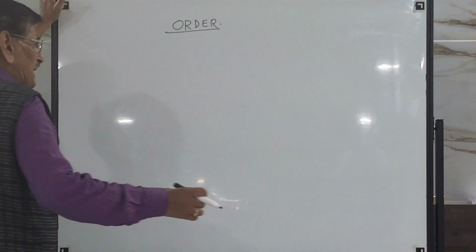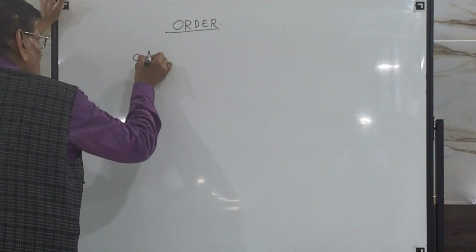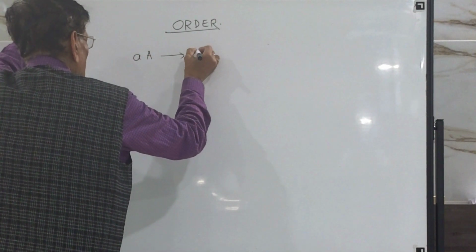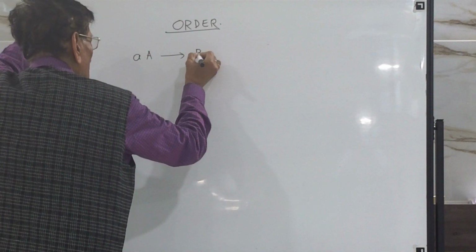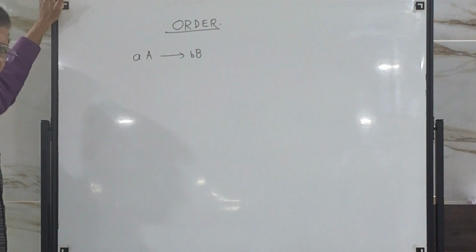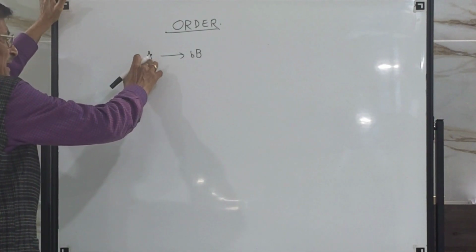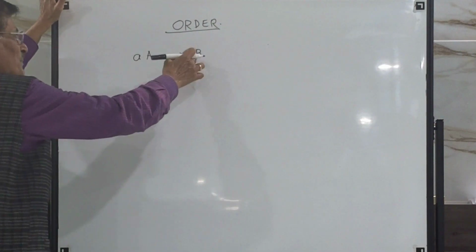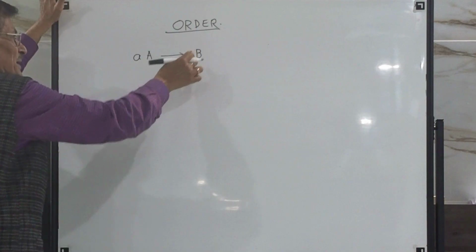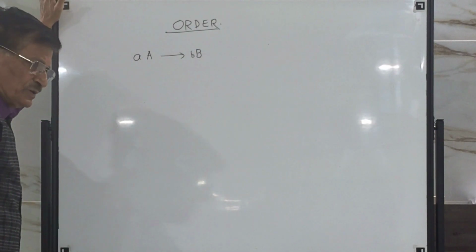Suppose you have a reaction of this type, aA gives bB. This is the chemical reaction where a moles of reactant A collide to form b moles of B. A is the reactant, capital A, and B the product, and small a and b are their number of moles.